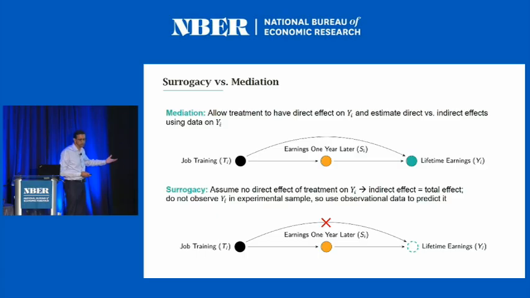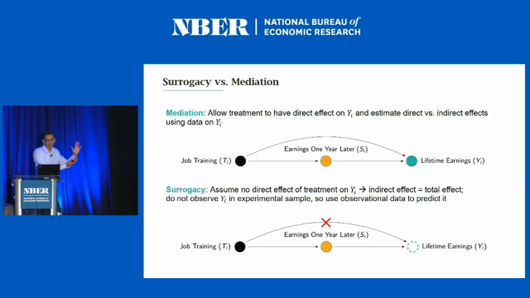And then once we do that, exactly along the lines of what Kosuke described, it follows that the indirect effect equals the total effect in this context. We don't observe Y^I in the experimental sample. We're going to exploit the fact that the indirect effect equals the total effect, use the observational data to predict the link between Y and S, and then extrapolate to find the treatment effect on Y.